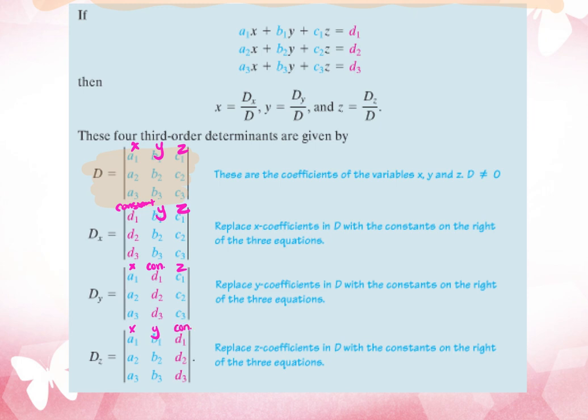Then you're going to find 4 3x3 determinants. And then x is D of x over D, y is D of y over D, and z is D of z over D. So a lot of work, but less than Gauss-Jordan.